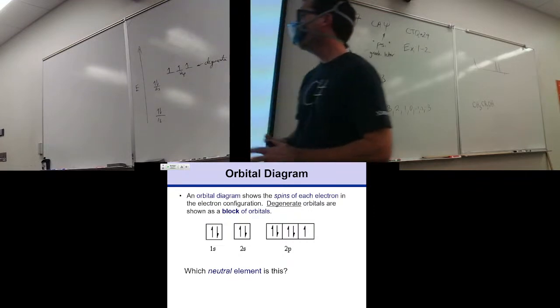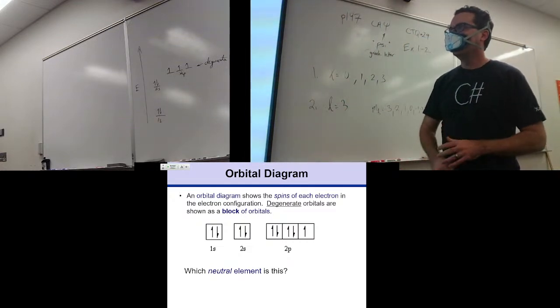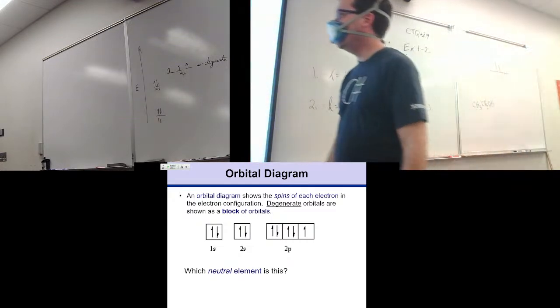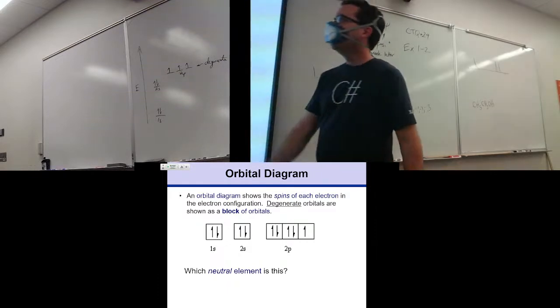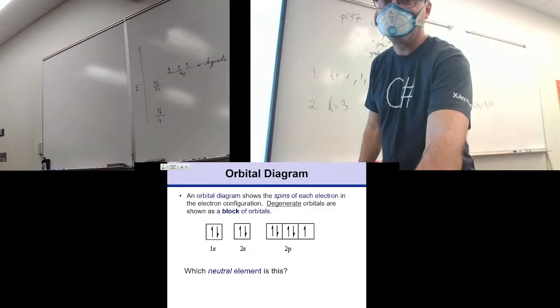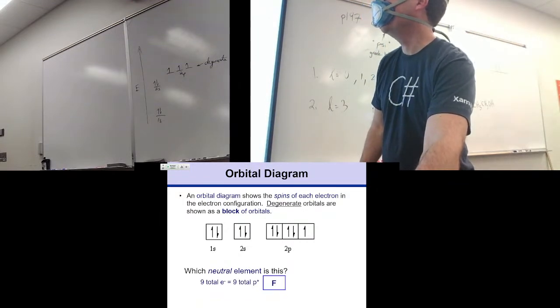Okay? If I were to ask you, what neutral element is that? What would it be? Fluorine, exactly. So we're including the inner shell. So this is total electrons, 1, 2, 3, 4, 5, 6, 7, 8, 9. And 9 is fluorine, if it's neutral. Okay.